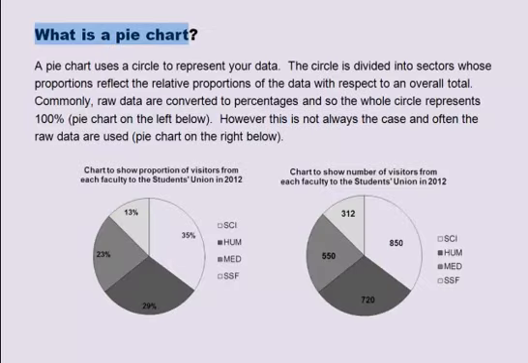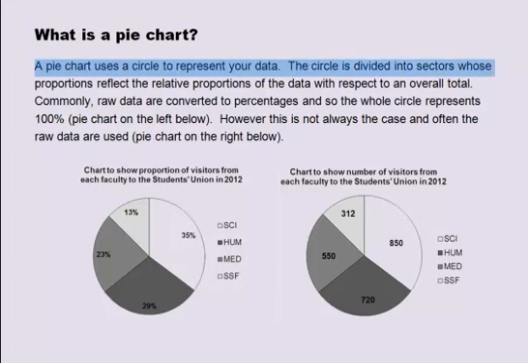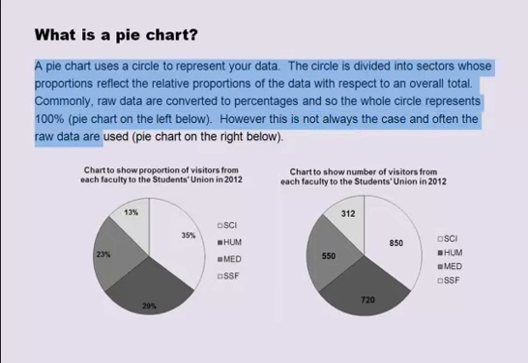What is a pie chart? A pie chart uses a circle to represent your data. The circle is divided into sectors whose proportions reflect the relative proportions of the data with respect to an overall total. Commonly, raw data are converted to percentages, and so the whole circle represents 100%. See the pie chart on the left below. However, this is not always the case, and often raw data are used. Pie chart on the right below.